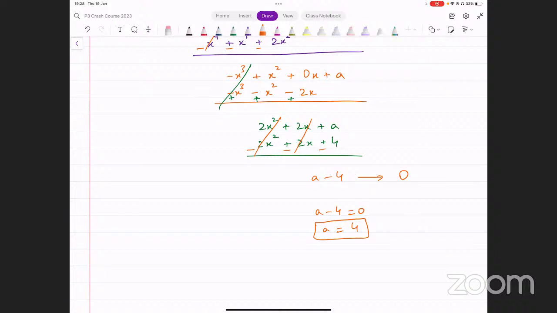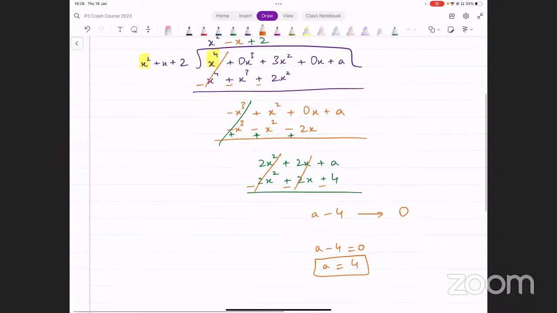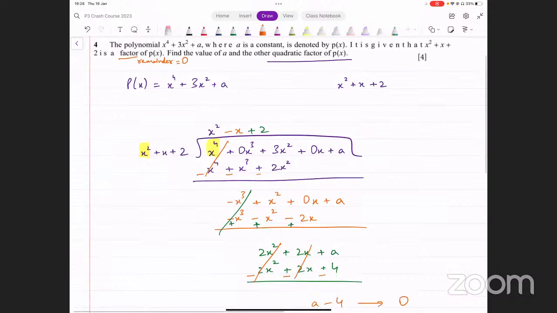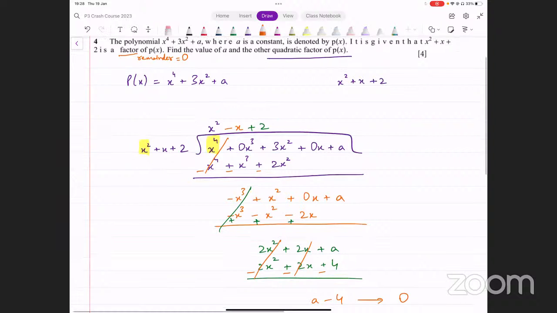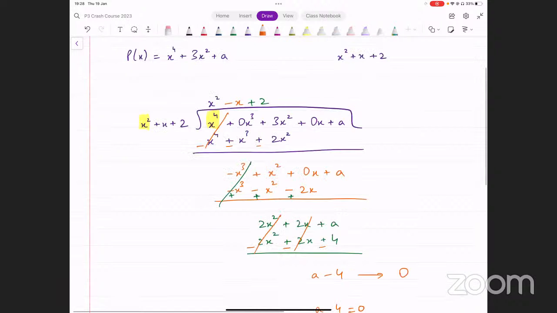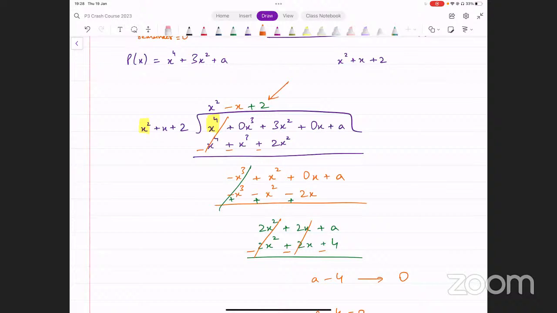That's one thing that we have to do. Now, we were also asked to find the other quadratic factor of p of x. So one quadratic factor is x squared plus x plus 2. What about the other factor? This quotient is also a factor. So we'll write down here explicitly, because you've been asked about this. You're not just going to leave it like this and assume that the examiner knows that you know that this is the other factor. You have to write it down explicitly.